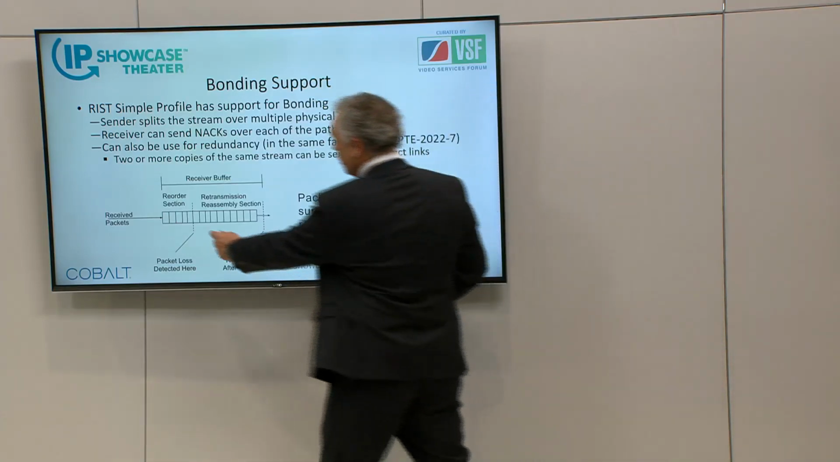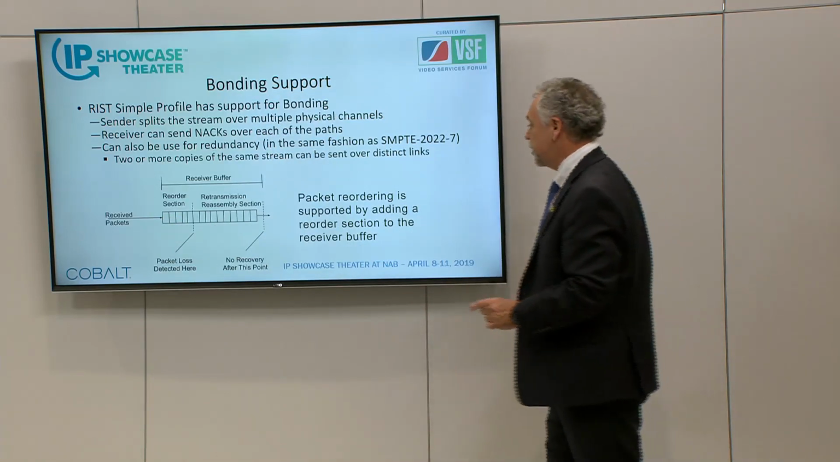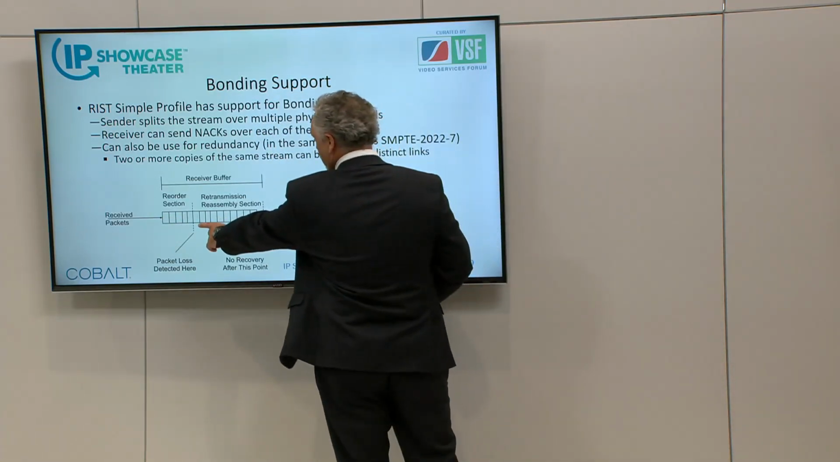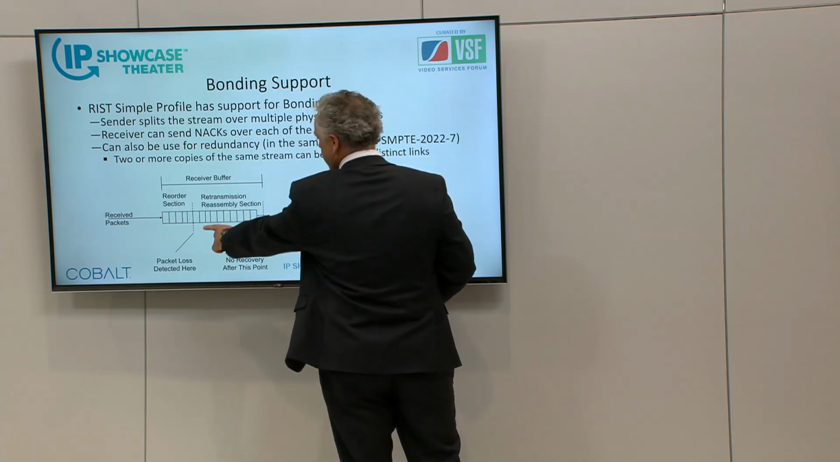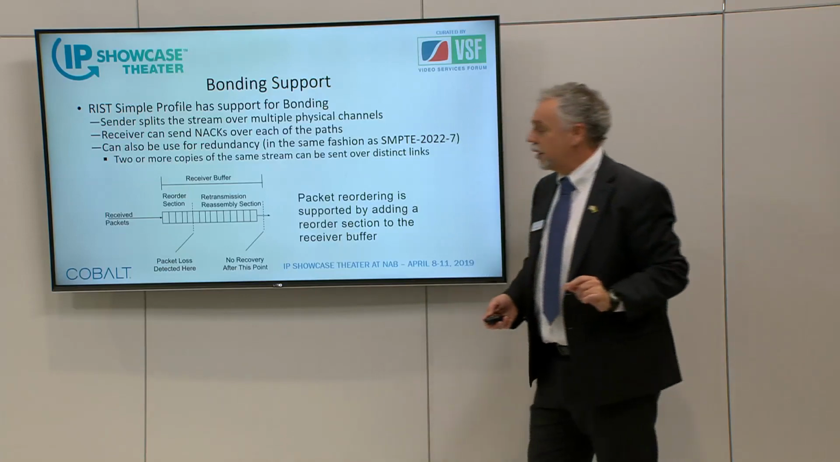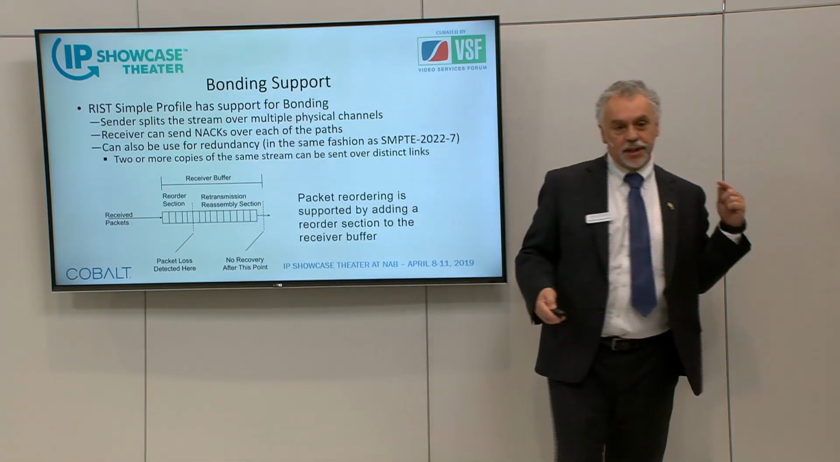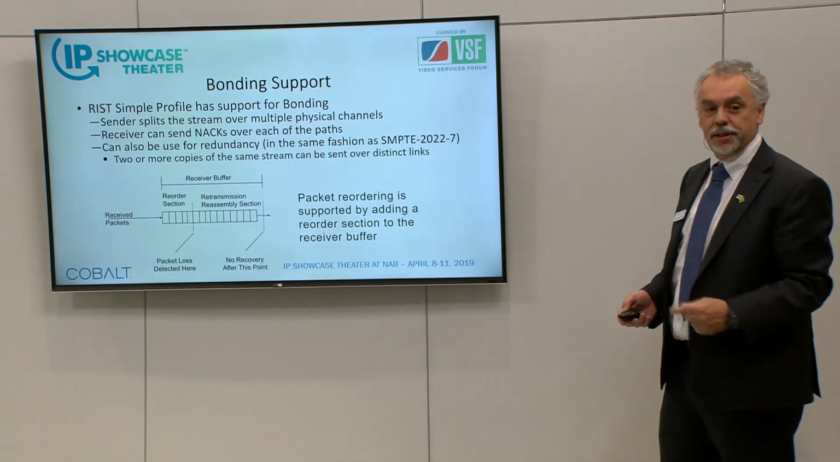So what we need to do is reserve a part of the buffer for reordering. We have a part of the buffer that deals with retransmission, and a part of the buffer that is for reordering, and you detect packet loss over here. This picture came directly from the standard. I copied shamelessly.